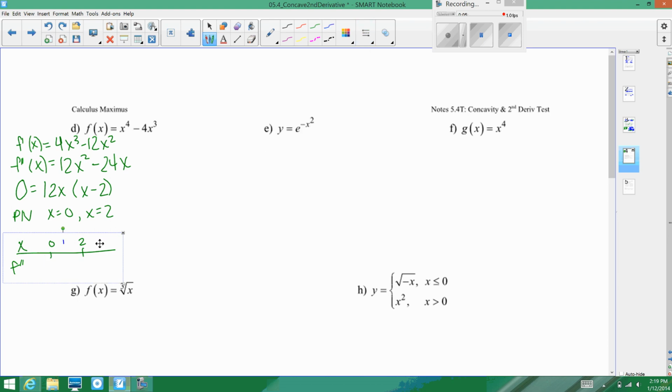Alright, so maybe 1, 3, and negative 1. Plug those in. If we plug in 1, we get a positive and negative value. That's a negative. Okay, positive, positive for 3. And we get negative, negative for negative 1. So there we go. And if you were being technical about this, you want to write this out specifically.